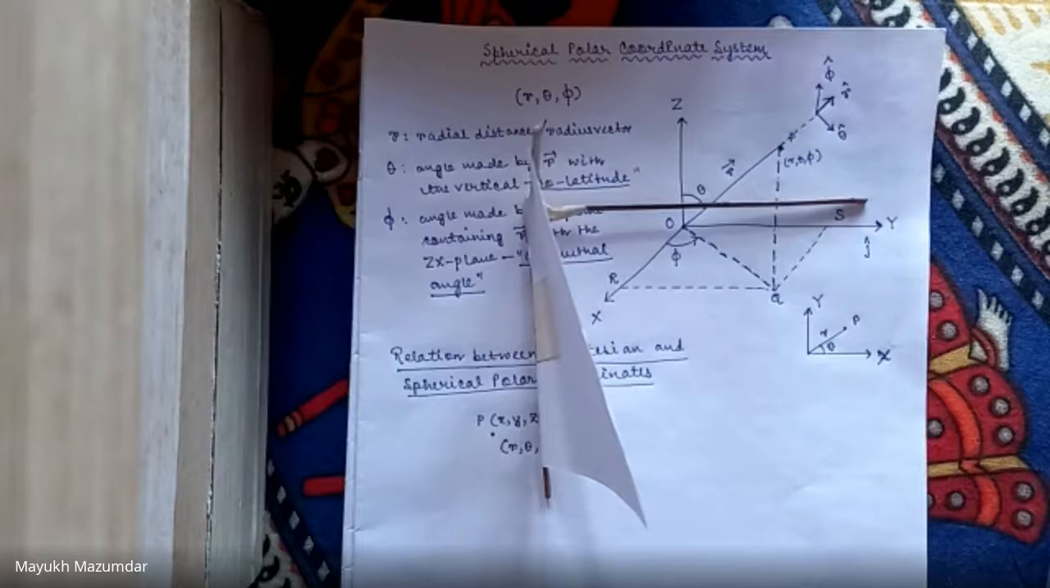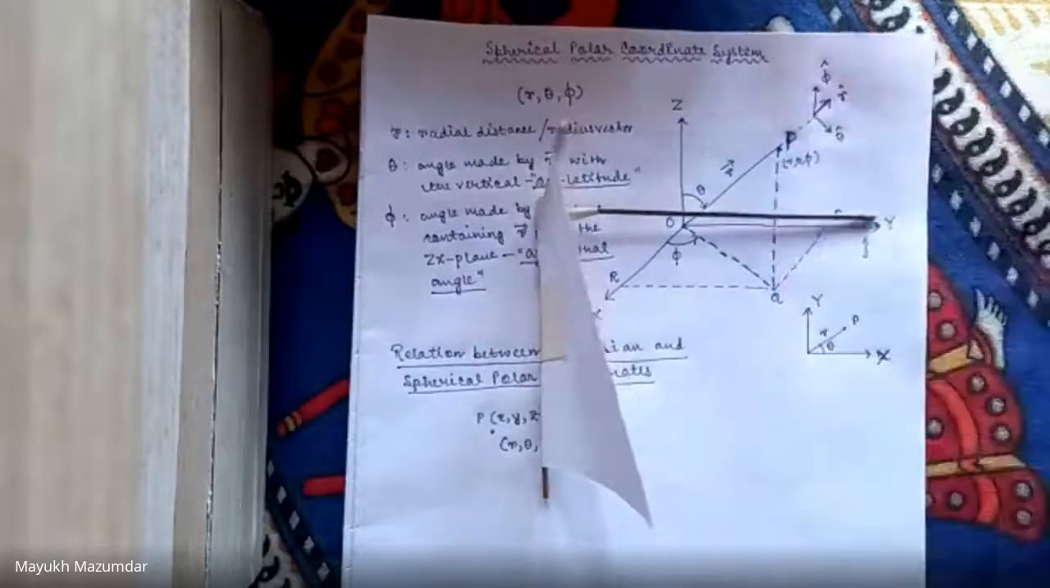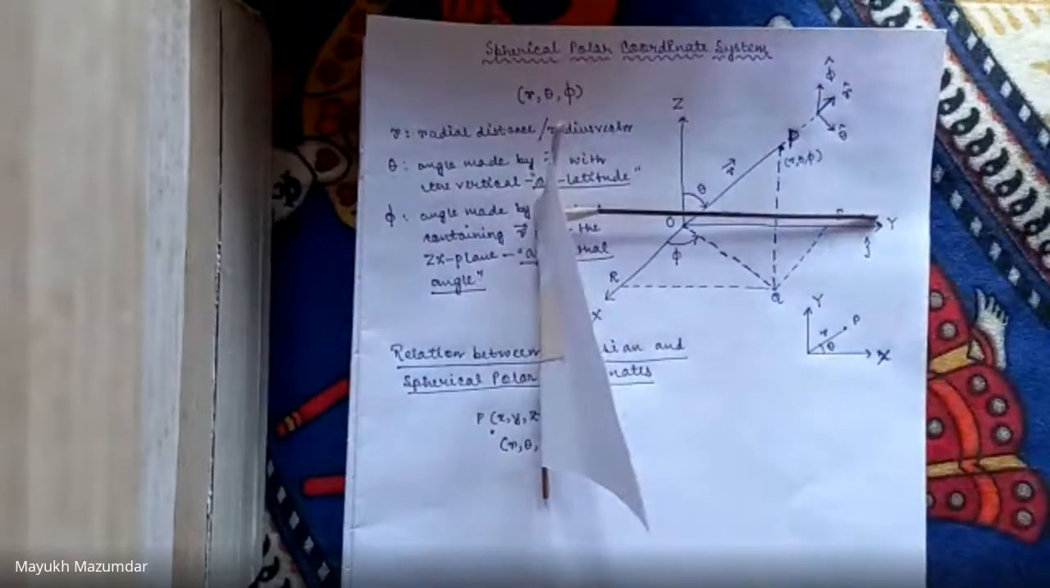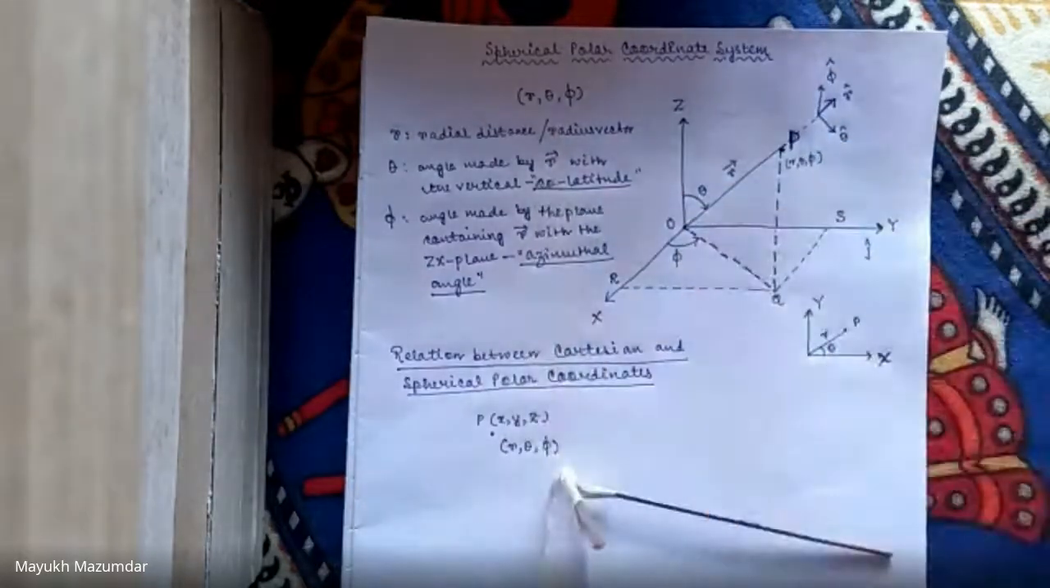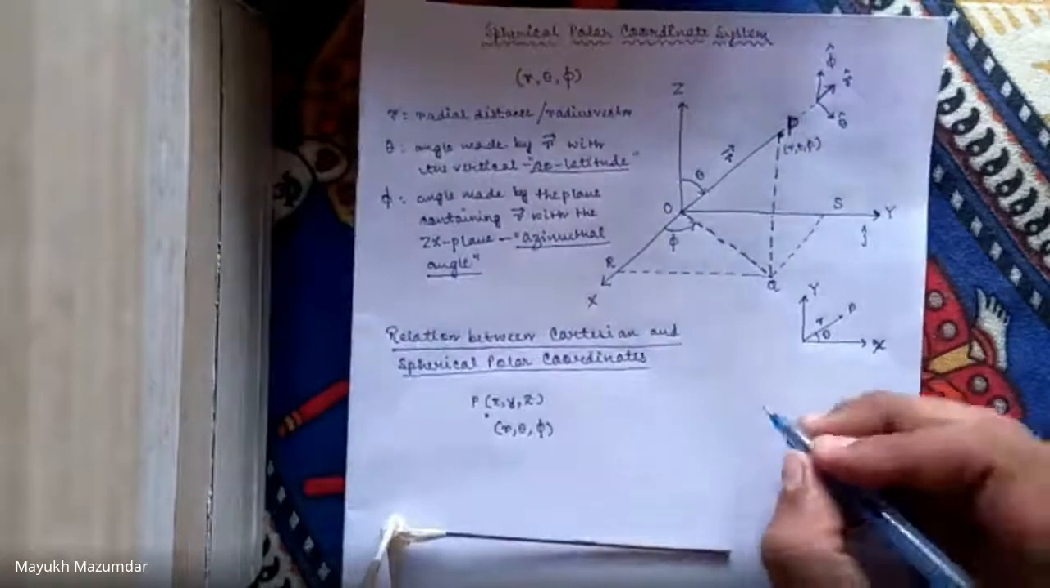So can you understand that OP, P has become significantly small in my picture? Yeah. So can you imagine that OP has a projection on the XY plane, that is OQ? Can you understand? Projection, I think you all know this kind of thing.